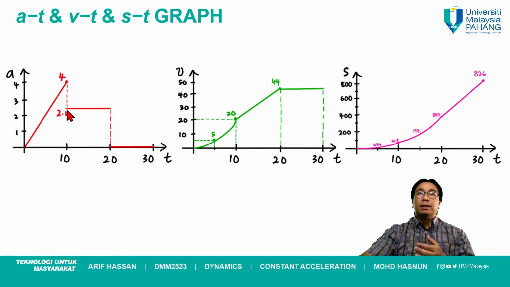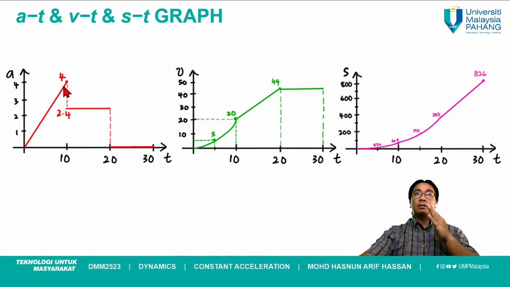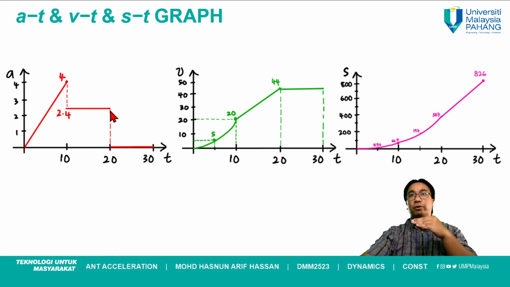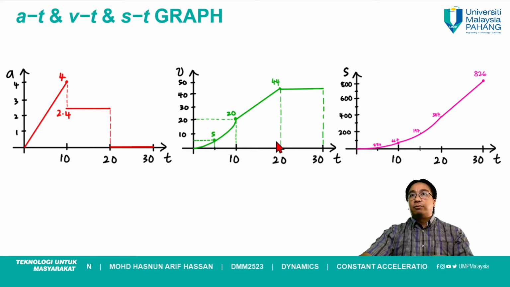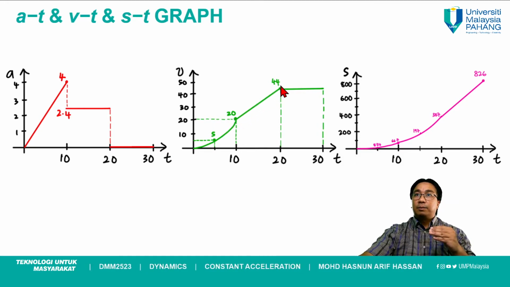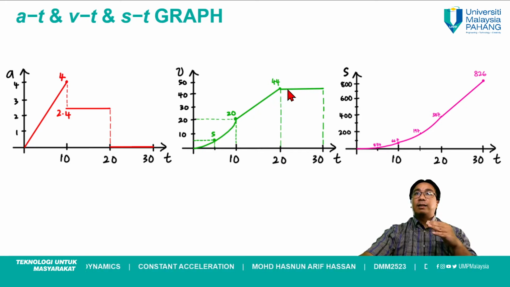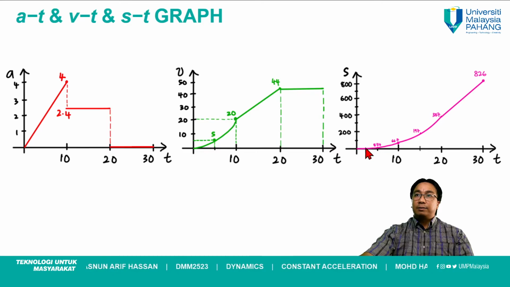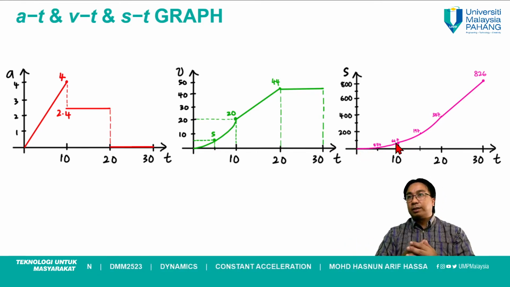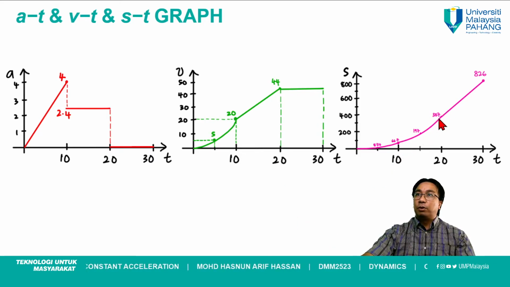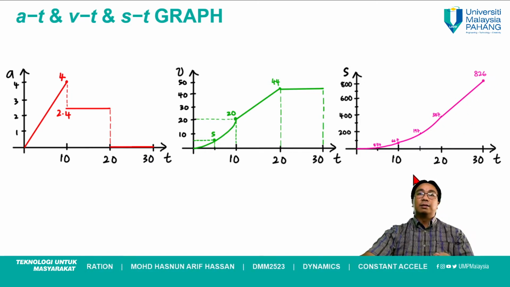At first it accelerates, with a linear increase in acceleration, and then it maintains acceleration at 2.4, and then finally there is no acceleration. For the velocity, you see it is quadratic first, and then there is a linear velocity increase, and then it maintains velocity. For displacement, it is like this. First the equation is t to the power of 3, t cube, and then a quadratic equation, t to the power of 2, and then finally it is a straight line.